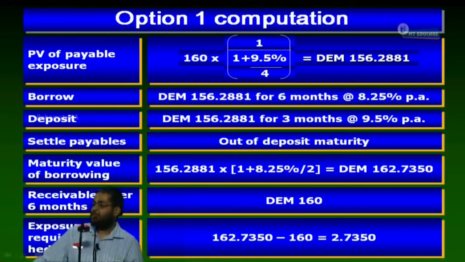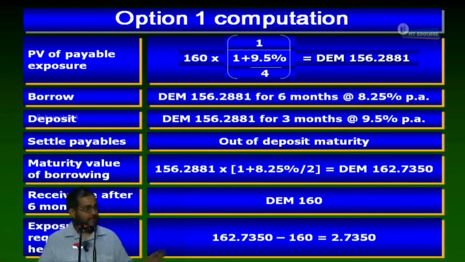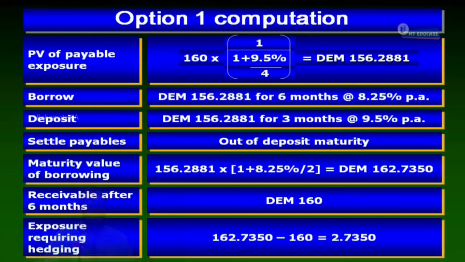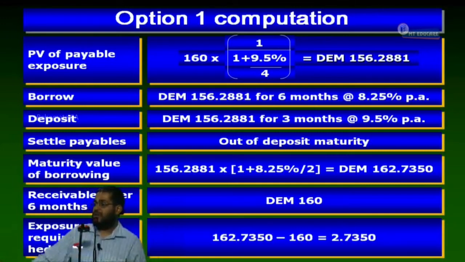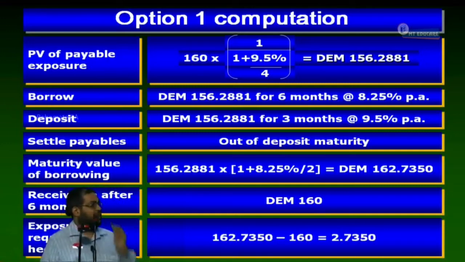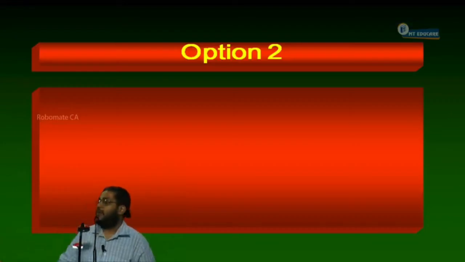Next, exposure requiring hedging: 162.7350 minus 160 is equal to 2.735. Please tell me, has everybody finished copying or not? No. Option 2.